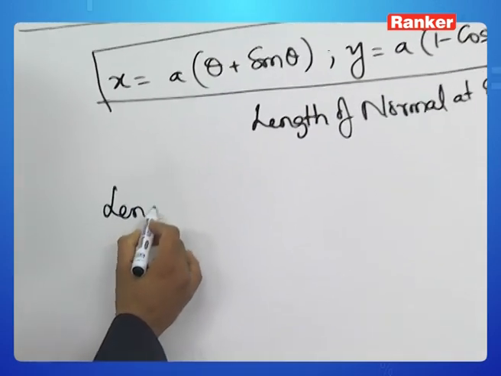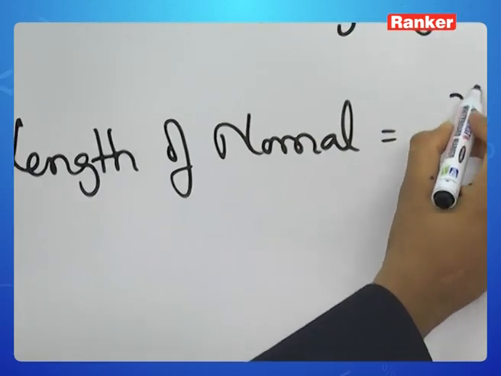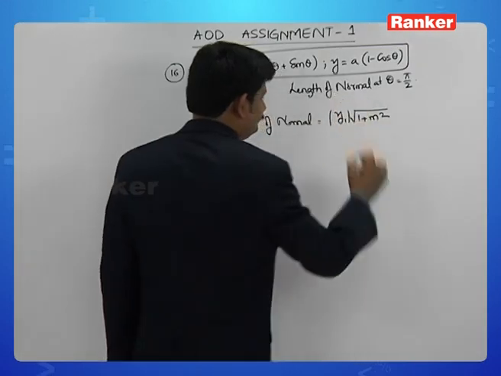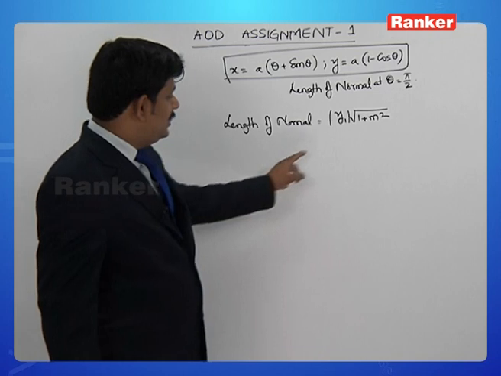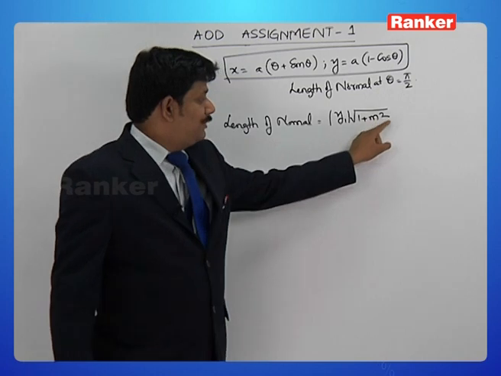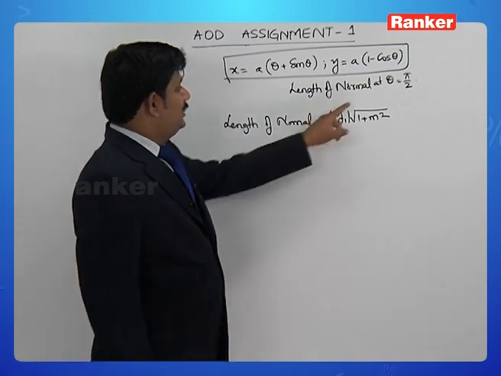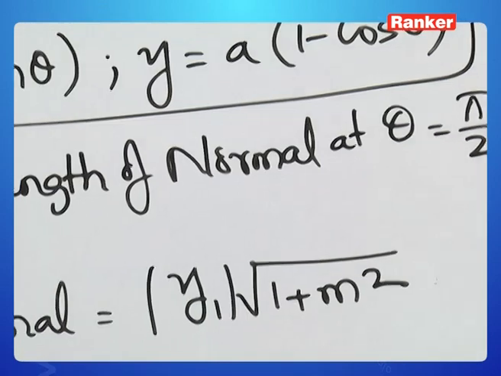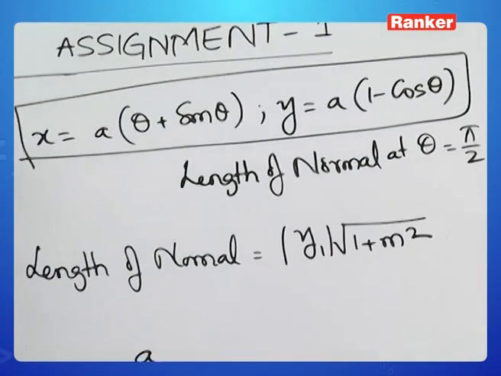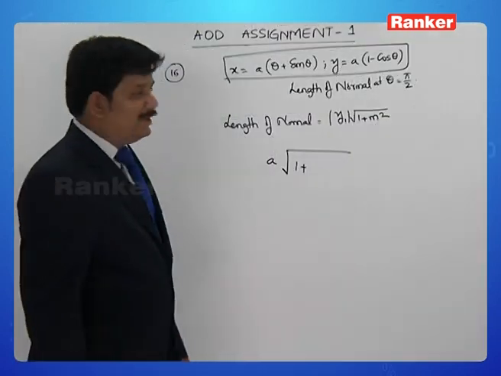Length of the normal, we know it is given by y1 root over 1 plus m square. Here y1 is the y coordinate of the point, into root over 1 plus m square, and as length is positive, we always have to put a mod towards the end. At theta equal to pi by 2, cos theta is 0, so the y coordinate is a. And m is dy by dx.